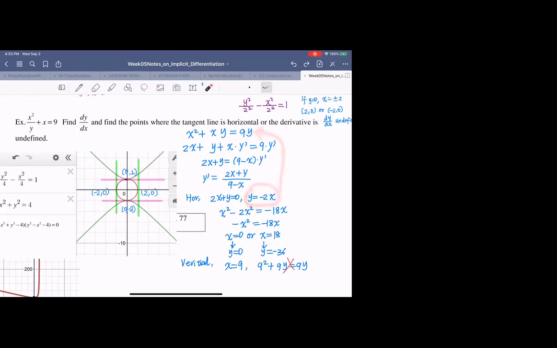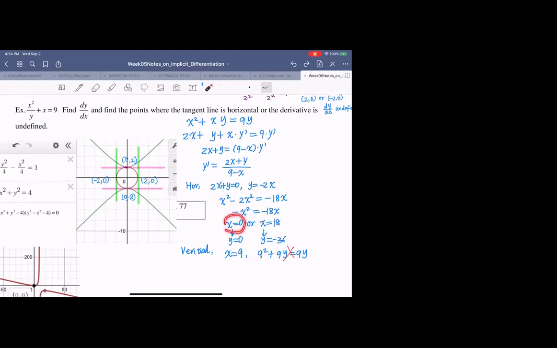You plug in here, this is x squared minus x times 2x is 2x squared, equals 9y. 9y times negative 2x is negative 18x, right? So this is negative x squared equals negative 18x. That gives you x equals 0 or x equals 18. Does that make sense? Yes.